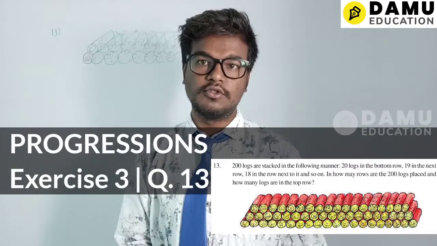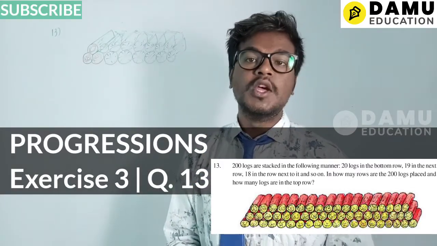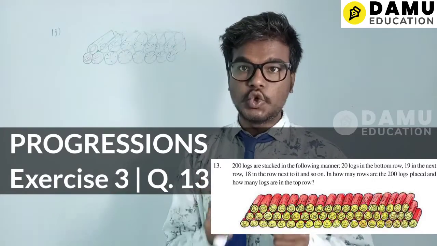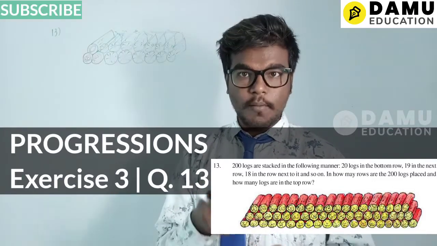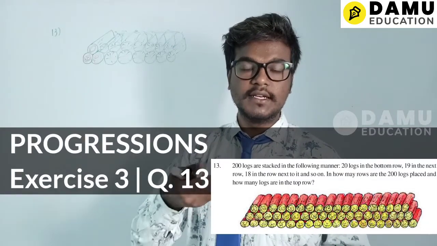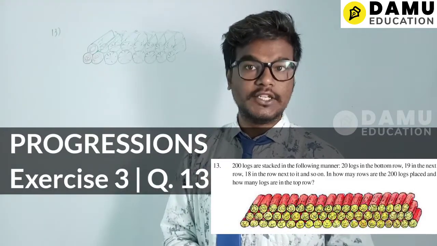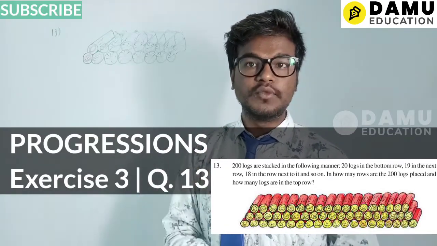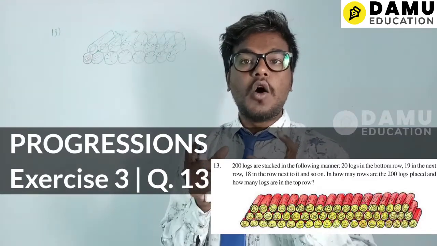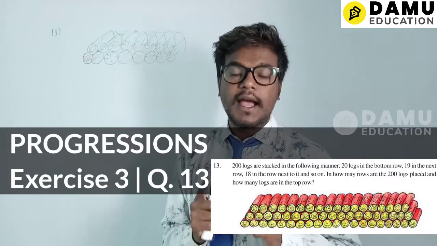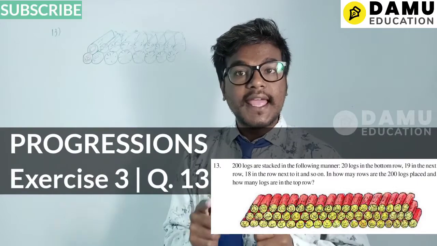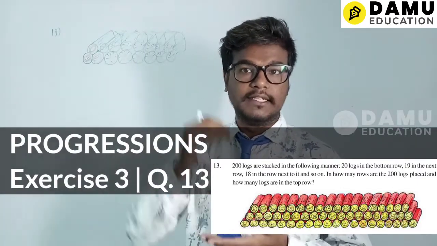So in this module, we are going to discuss our 13th question. So what is that? There are 200 logs. In each row, it is decreased by 1. So at the bottom row, there are 20 logs, and above the bottom row, 19 logs are there. Above that, 18. Like that it goes. So here we have to find how many rows there are and how many logs are there in the last one at the top level.